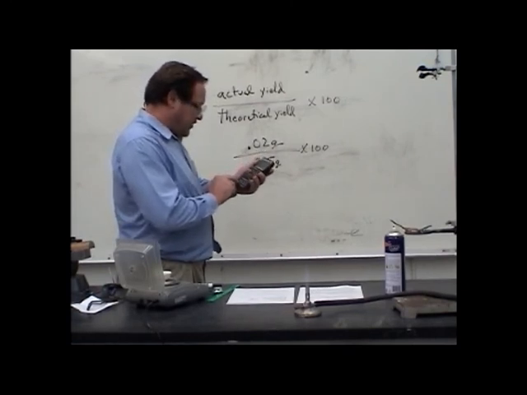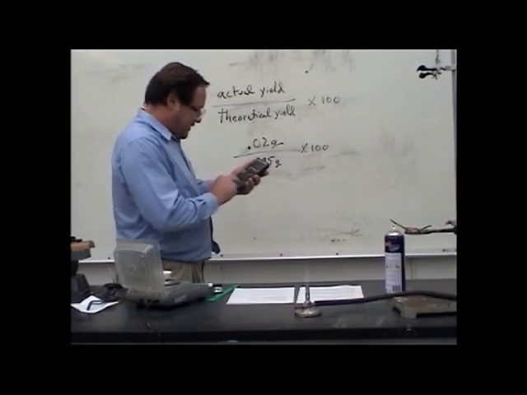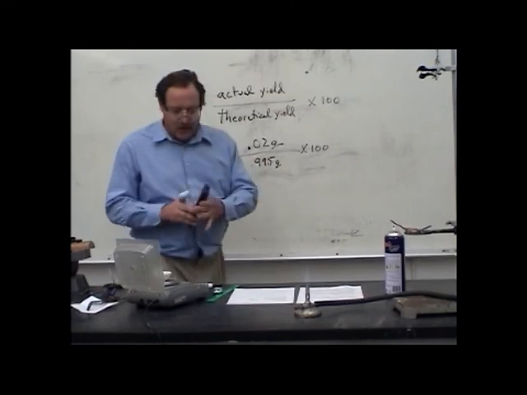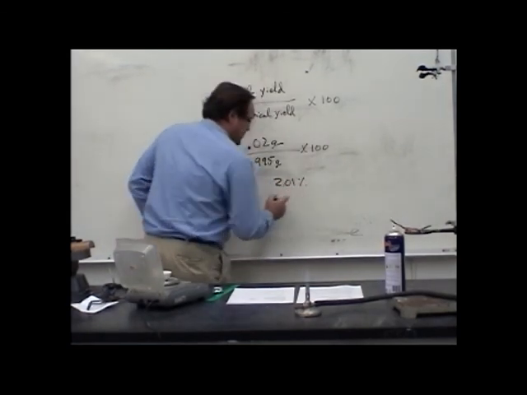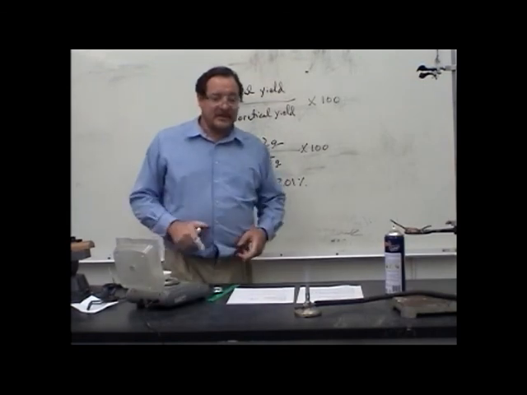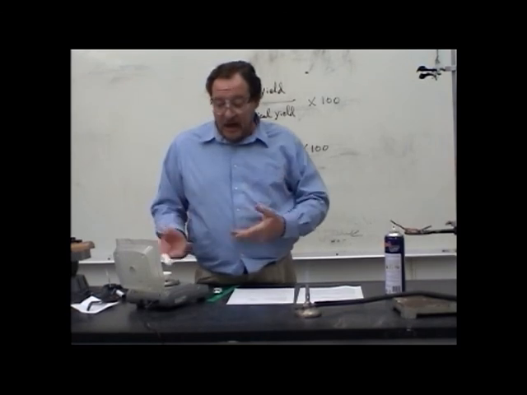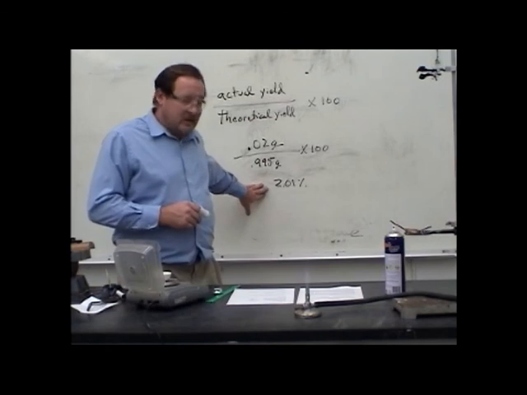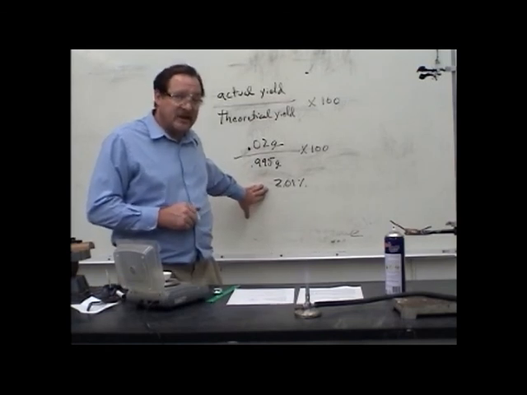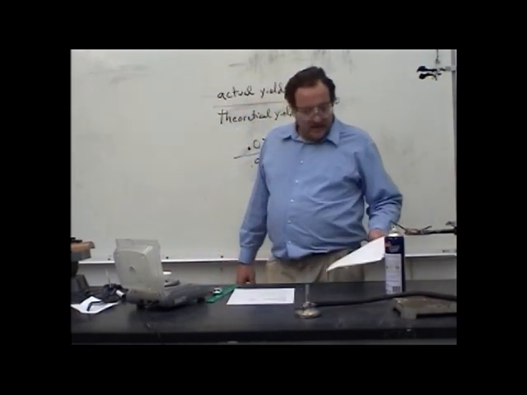Okay, so let's find out. 0.02 divided by 0.995 times 100 is 2.01%. That is a very, very bad percent yield. And I don't know if you saw it when you were watching your observations, or the observations of me burning it, but there's a reason that this is so low, and I want to see if you can figure that out. That's one of the questions you're going to have on your lab. And other than that, this lab is done.